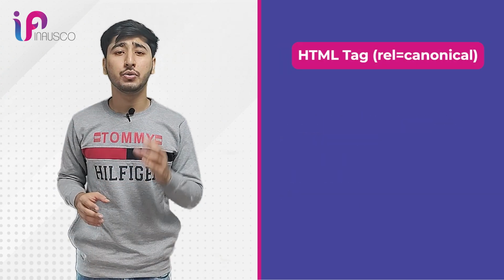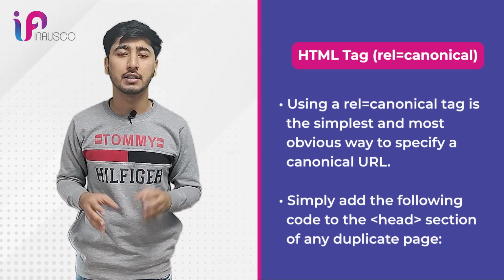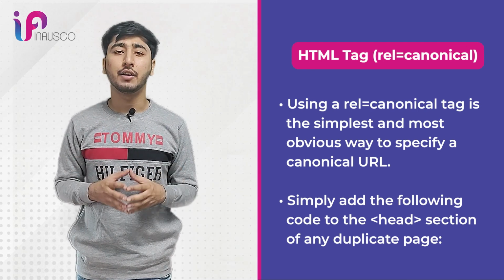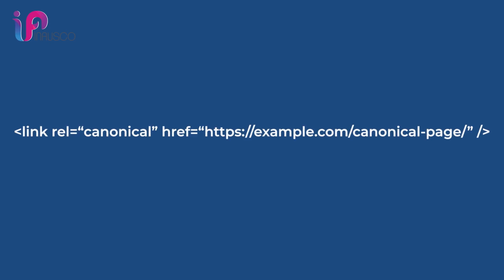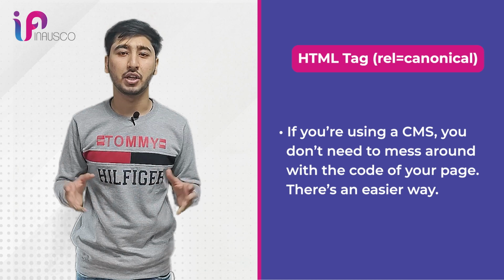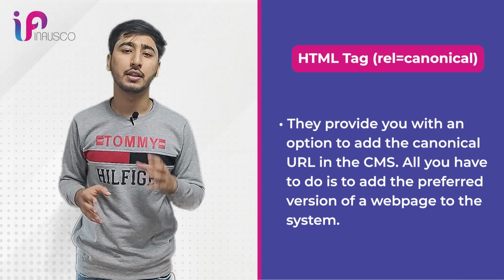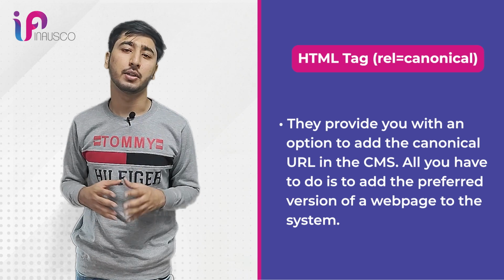Setting canonical using HTML tag. Using the rel="canonical" tag is the most simple and obvious way to specify canonical URL. Simply add the following code in the head section of any duplicate page: link rel="canonical" href="https://example.com/canonical-page". If you are using a CMS, you don't need to mess around with the code of your page. There is an easier way. They provide you with an option to add a canonical URL in the CMS. All you need to do is to add a preferred version of your web page to the system.